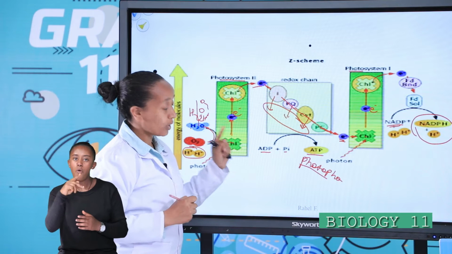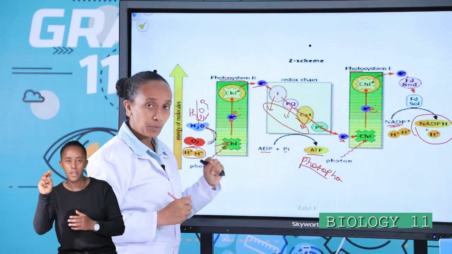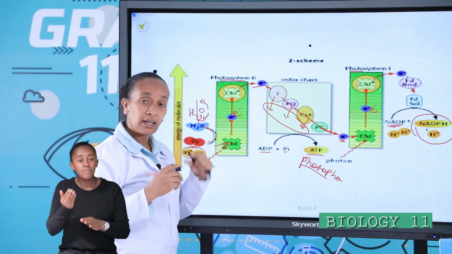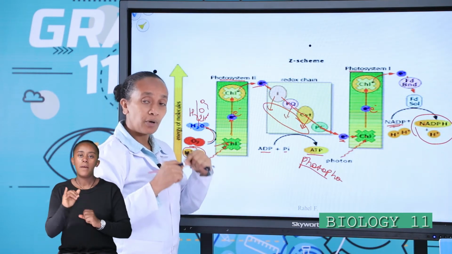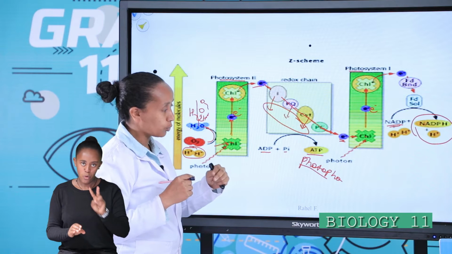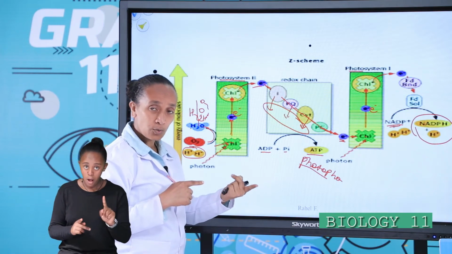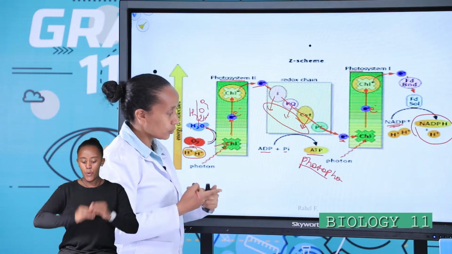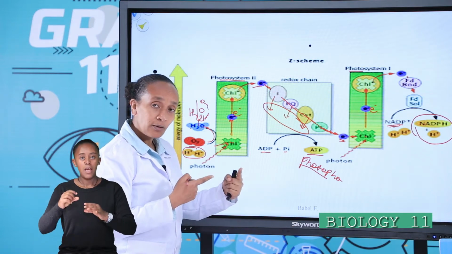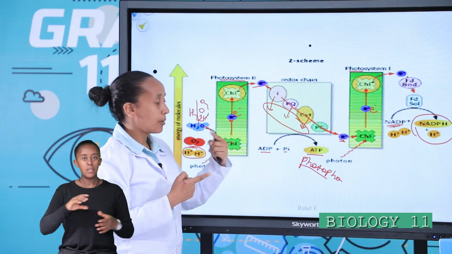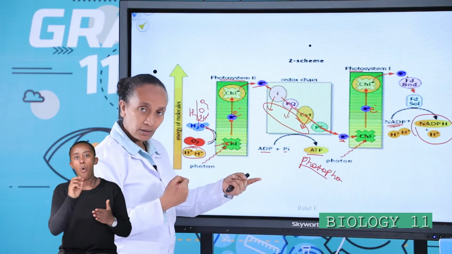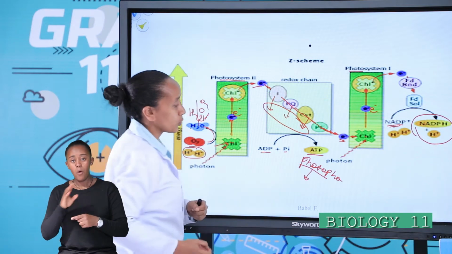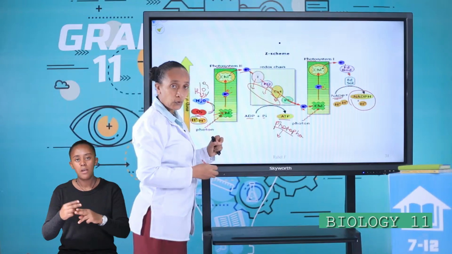If you remember, when we talked about ATP formation in the beginning of this unit, we said that ATP is formed in the cell by two processes. One is respiration and the other one is photosynthesis. In respiration, it occurs by substrate level phosphorylation and by oxidative phosphorylation. When we come to photosynthesis, it occurs by the process known as photophosphorylation.